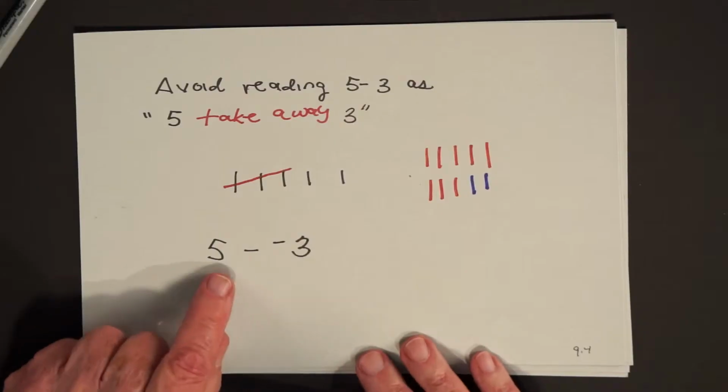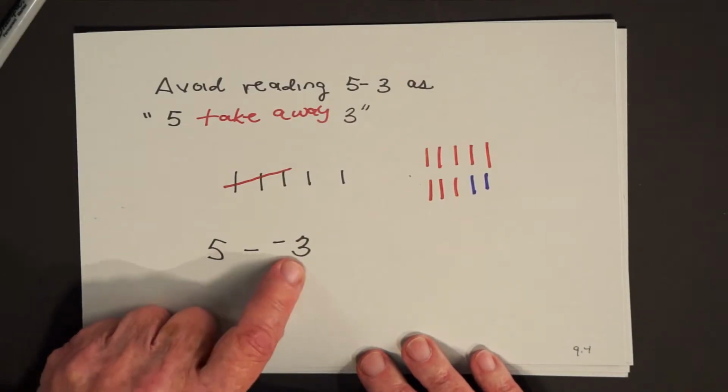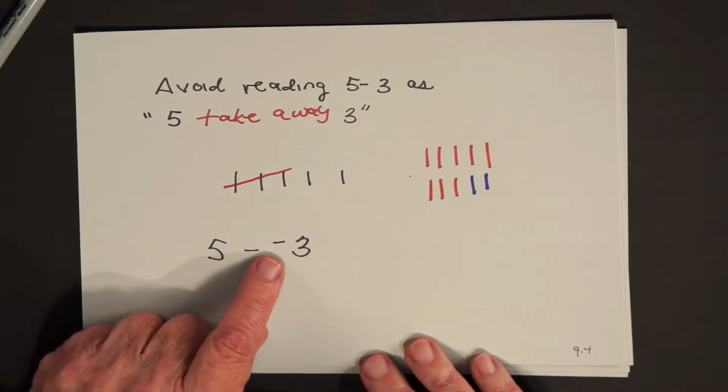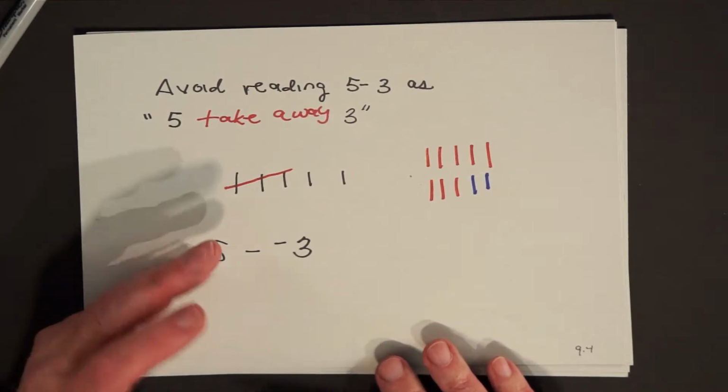But here's the problem. Later on, not now, later on the student is going to encounter negative numbers. And they're going to see problems like 5 minus negative 3. How can you take away negative 3 from 5? If there are 5 pieces of candy on the table, the least you can take away is none. How can you take away less than 0?